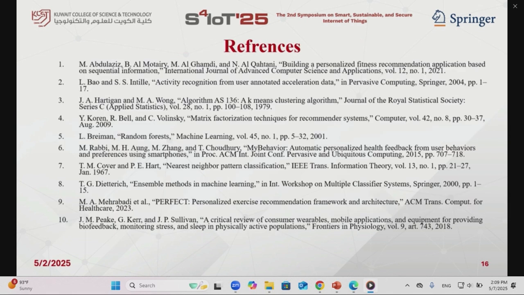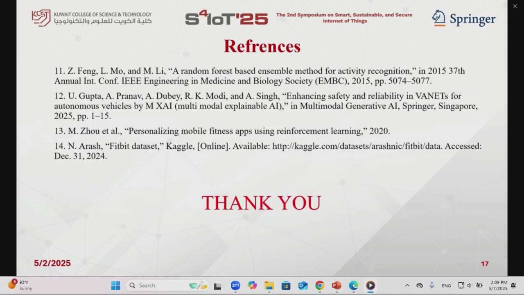Now moving on to the last part of our PPT, references. Here are the references that I have taken inspiration from for the literature research. We acknowledge all the reference works, from foundational clustering and recommendation papers to recent ensemble learning studies, and thank our collaborators and participants. Thank you for your attention.